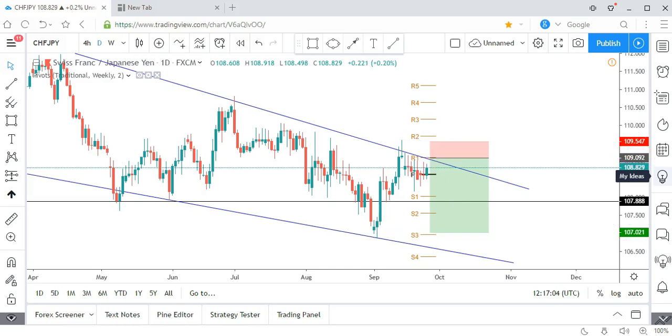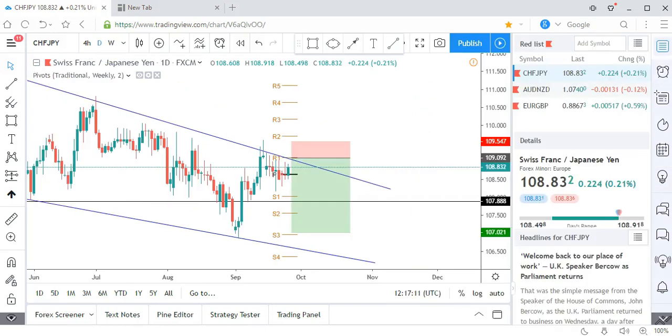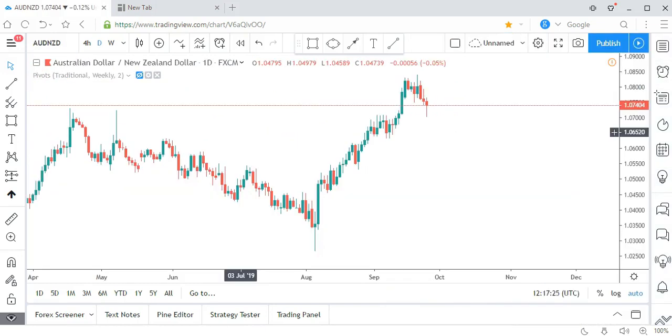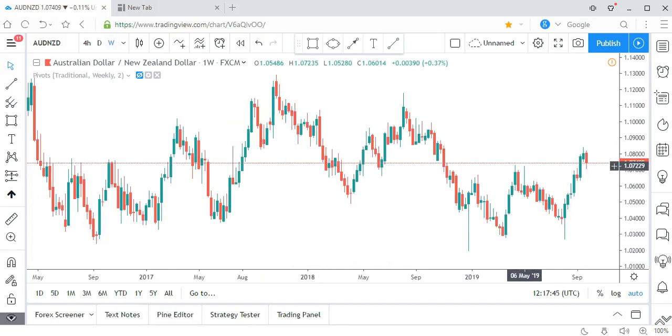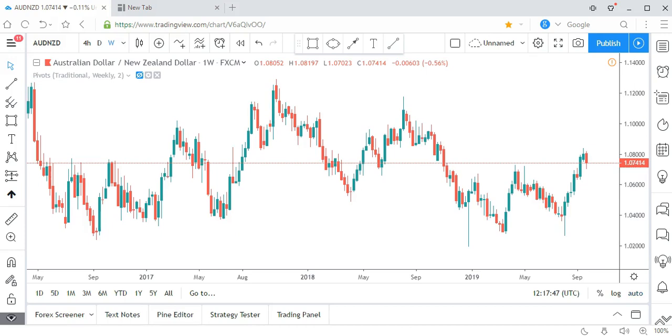So let's look at another example. Let's check the AUD NZD chart. Here's the AUD NZD chart. Let's begin our analysis on the higher time frame, which is the weekly. We start from the higher time frame and take it all the way down to the 4-hour, which we are going to use for entry. So on the weekly time frame, let me reset the chart.